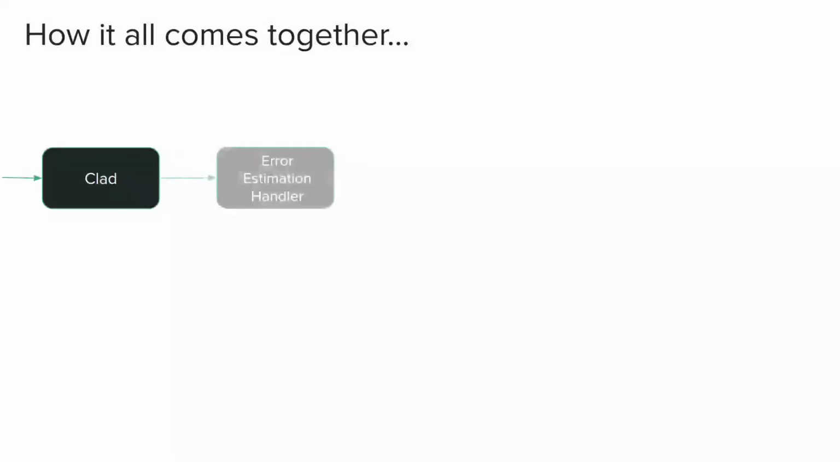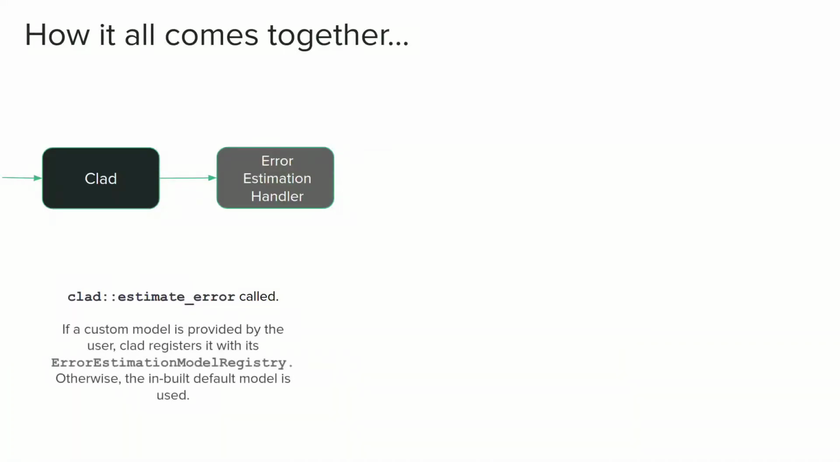So how it all comes together is, in clad, you pass the target function into estimate error, which is the function to estimate errors in clad. If a custom model is provided by the user, clad registers that custom model with its error estimation model registry. Otherwise, the built-in default model is used, which is again the one that we saw in the very beginning.